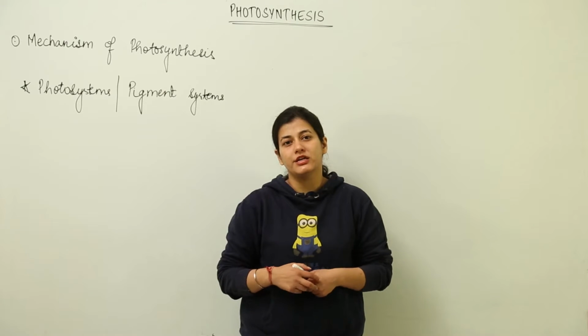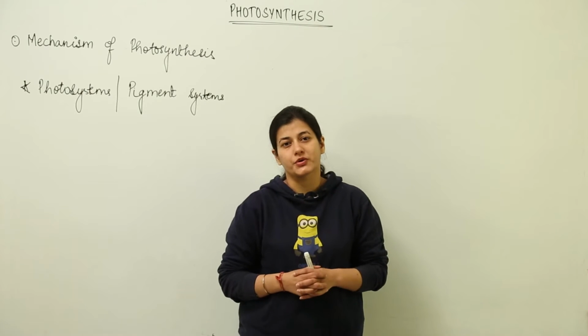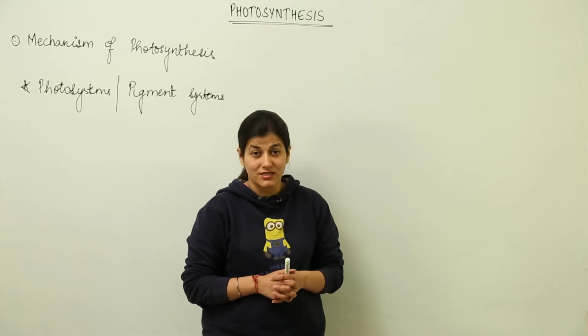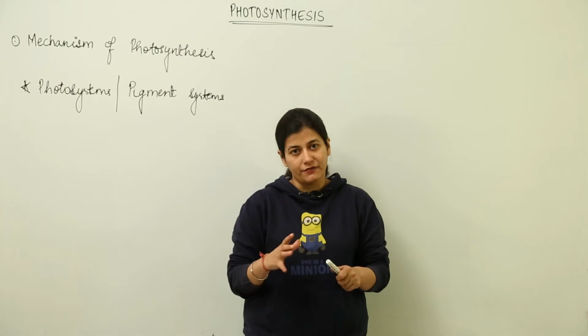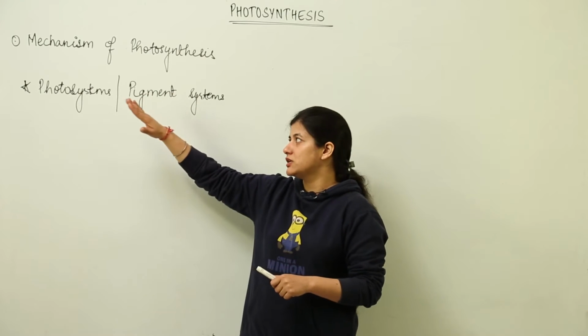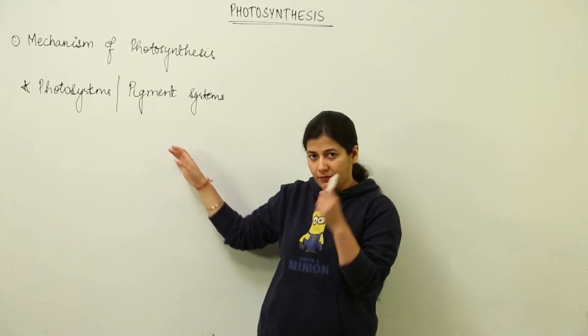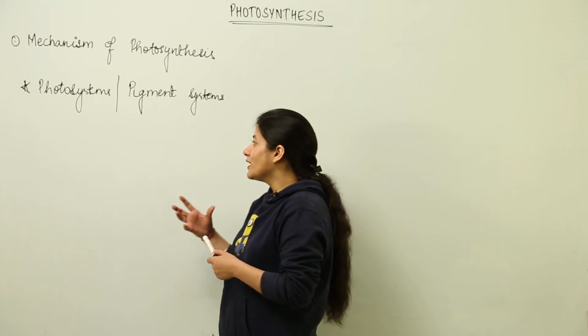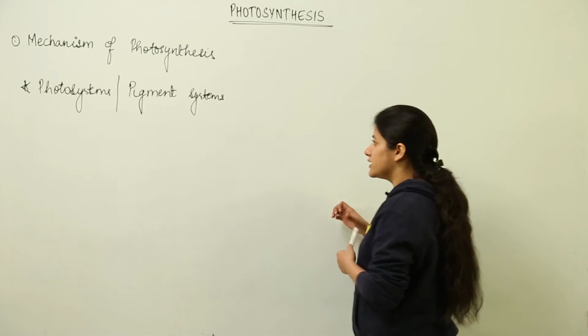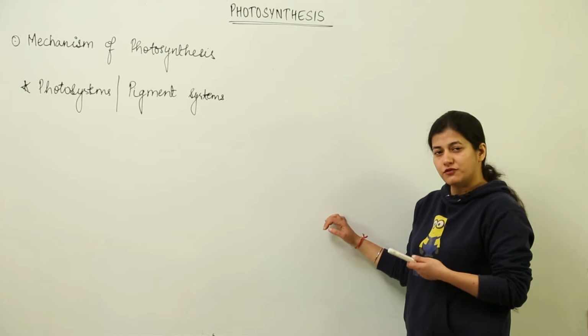Now, another thing we need to know before we get to the photochemical phase of photosynthesis, under the mechanism of photosynthesis topic that we are studying, is what a photosystem or a pigment system is. We had talked about the photosynthetic unit, didn't we? So in that we had discussed what all comprises a photosynthetic unit.